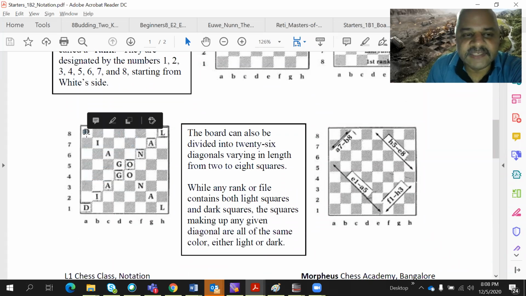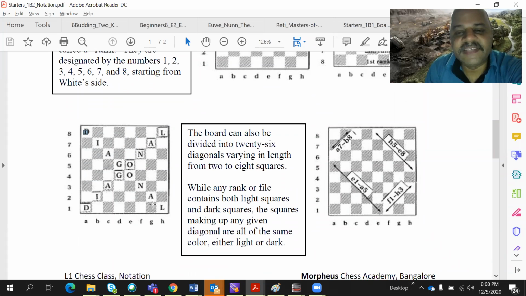Diagonals, as you have studied in school, is what is going across, right? Like this. Now, if you see the diagonals, they are always of the same color. If you see this diagonal, which is going from the A8 to H1 square, it consists of all light squares, a light square diagonal. And the other diagonal consists of all the dark squares in one line, right? So there are so many diagonals.